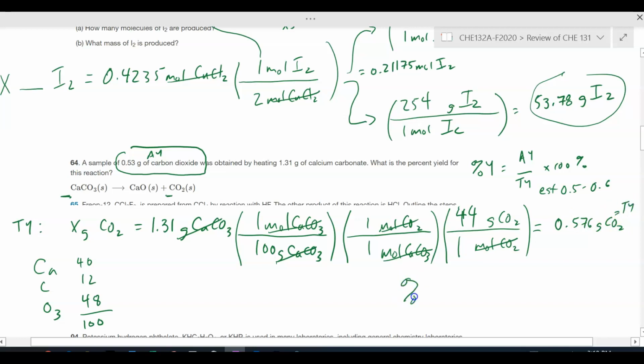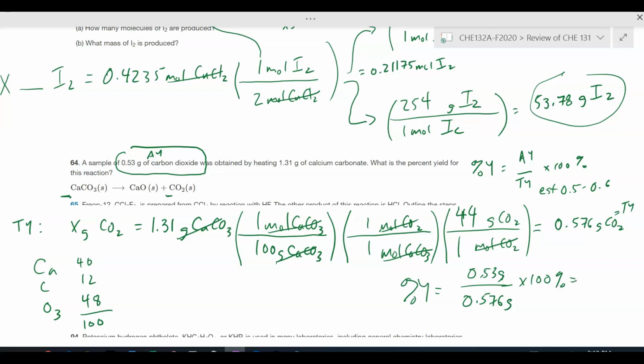So my percent yield is now going to be my actual yield. That's my 0.53 grams over my theoretical yield, which is 0.576. Oops, left the 5 out. 0.576 grams. Those are both of CO2, times 100%. So we're pretty close to 100% yield here. We're down by about 0.4, 0.5. So I think it's going to be a little north of 90%, but not much off of that.